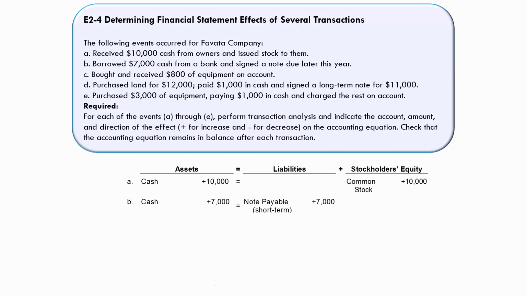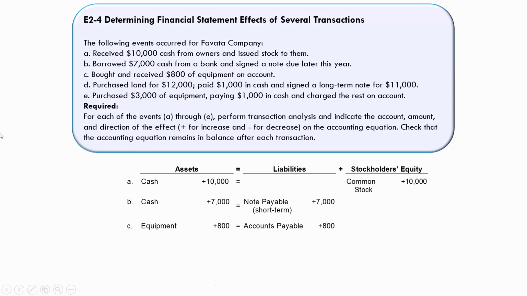On C, bought and received $800 of equipment on account. Oh, well, this looks like one of those asset swaps, doesn't it? Or is it? It says on account. What is on account again? On account is an accounts payable. And so no, this is not an asset swap because we did not pay for it with cash. We do get this asset in, which is equipment, and we are going to incur a liability, which is an account payable. Account payable again because on account.